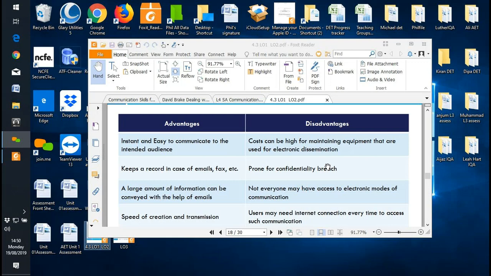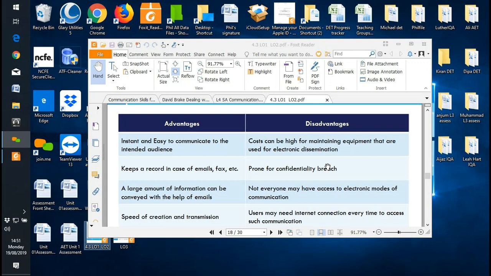If you use WhatsApp or any of those types of message centres, all their work is encrypted now, so the chance of a confidentiality breach has been reduced. A large amount of information can be conveyed with the help of emails. Not everyone may have access to electronic modes of communication, and again, that is now greatly reduced because a mobile phone, certainly a contemporary one of today, has far more power in it than the computers that sent men to the moon in 1969.